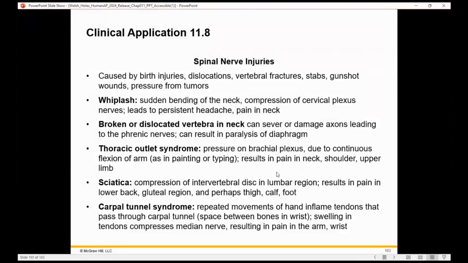Thoracic outlet syndrome. This is pressure on the brachial plexus due to continuous flexion of the arm, as in painting or typing. This results in pain in the neck, shoulder, and upper limb. Sciatica. This is compression of the intervertebral disc in the lumbar region and results in pain in the lower back, the gluteal region, and maybe the thigh, calf, and foot. And then carpal tunnel syndrome, which you've probably heard of, which is caused by repeated movements of the hand, which inflames the tendons that pass through the carpal tunnel, which is a space between the bones in the wrist. You get a swelling in the tendons which compress the median nerve, and this results in pain in the arm and wrist.